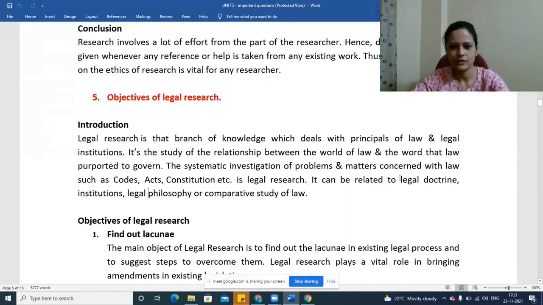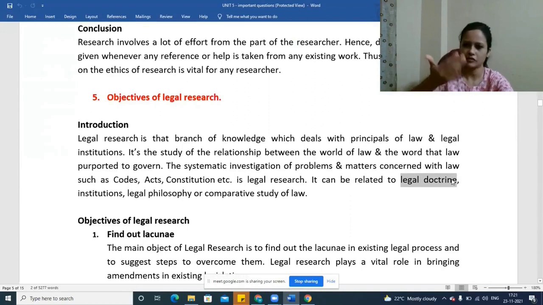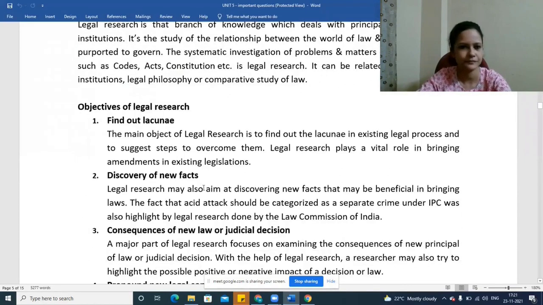So it may be that it is related to a legal doctrine. You want to study how the concept of basic structure was developed, and once it was developed in Keshwananda Bharti, after that in which all decisions new additions were made in this list of basic structures. That can be a research. All right, so legal philosophy, comparative study, and all that stuff.